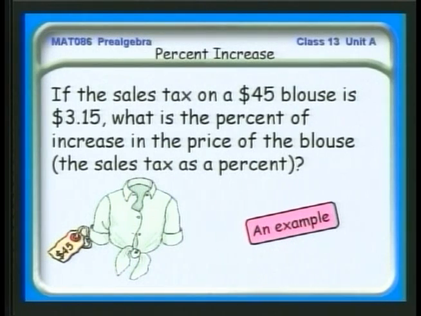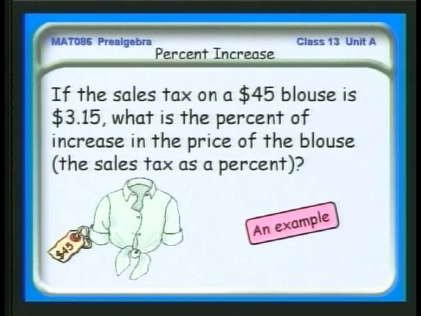The best thing we can do to see how this works is to look at an example. If the sales tax on a $45 blouse is $3.15, what's the percent of increase in the price of a blouse? In other words, you can consider the sales tax that you add to something as a percent of increase that's going to make the tax on it, or the ultimate price on it, bigger.